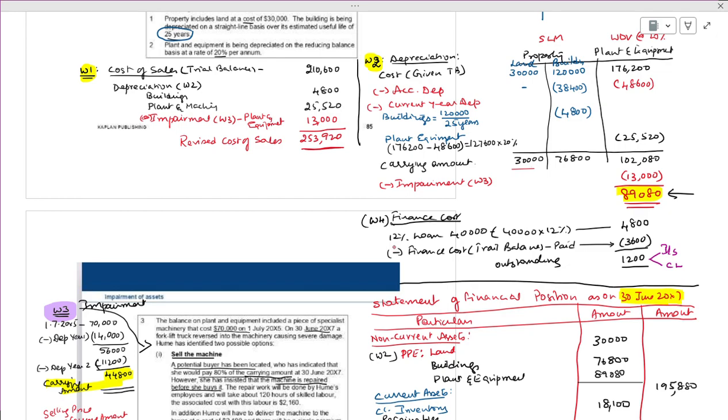What is in the workings? Outstanding finance cost. It is there. I have written it there. I have written here current liabilities. Yes. Okay. 1,200.